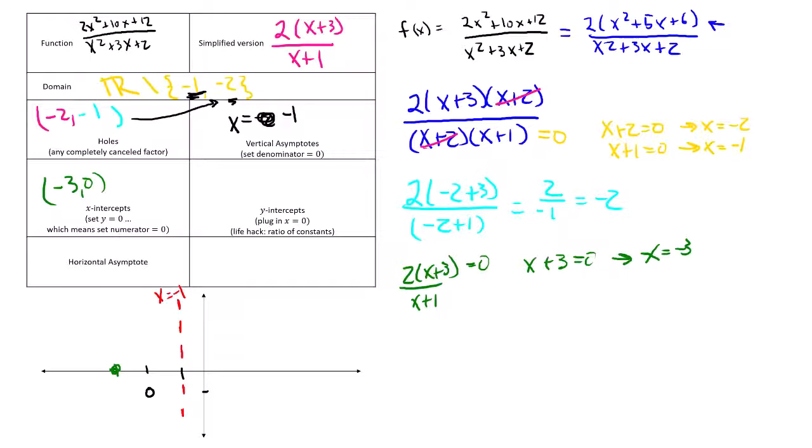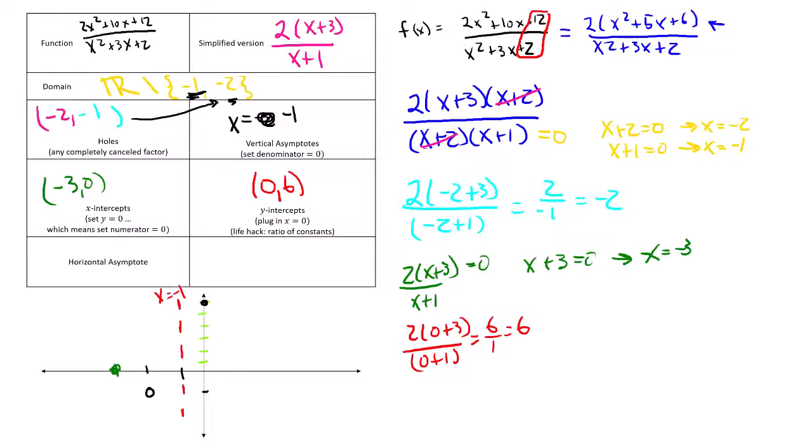Our y-intercept is going to occur when we plug in 0 into any of the functions. Alternatively, remember, we could just take the ratio of the constants. So it should be 12 divided by 2, which is 6, but let's plug in and see what we get anyway. So 2 times (0 + 3) over 0 + 1, that's 6 over 1. Like magic, it's exactly what we thought it was going to be. So we have 1, 2, 3, 4, 5, 6. We're going to have our y-intercept there.